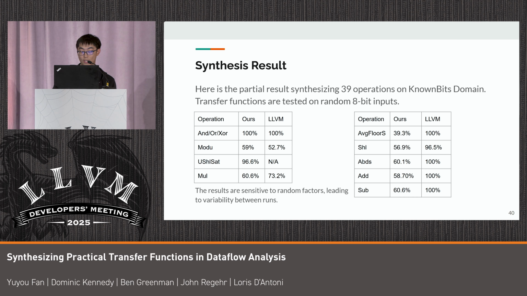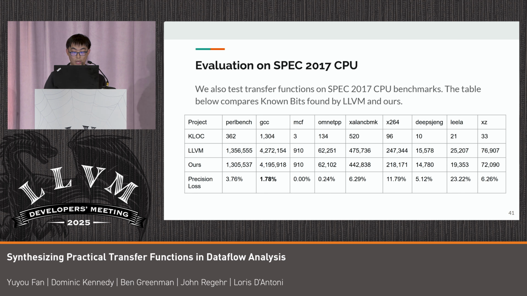So I would say the results are very sensitive to random factors, such as the initial program, leading to variabilities between rounds. This test was collected on random 8-bit input, and we also did the evaluation on SPEC 2017 CPUs. So here we did, at least I'd say, not a bad job.